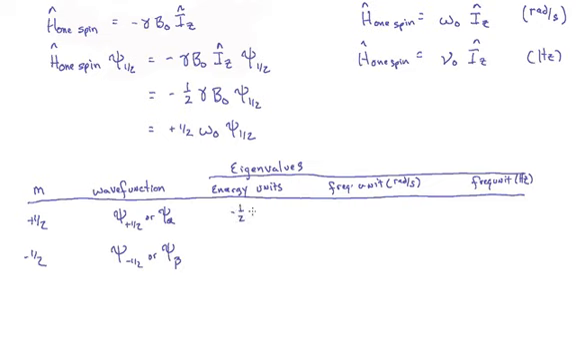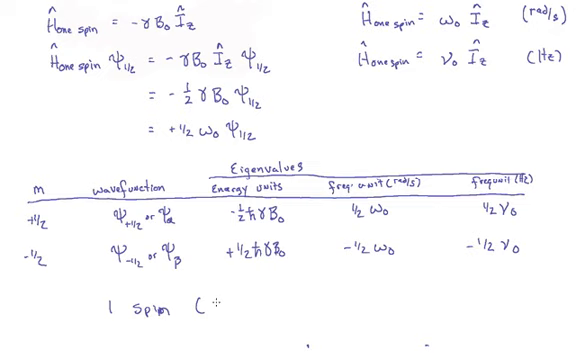In energy units, minus 1/2 h bar gamma B0, or plus 1/2 h bar gamma B0. In frequency units, this is 1/2 omega, or minus 1/2 omega, and then finally, that summarizes our one spin, where I is a half system.